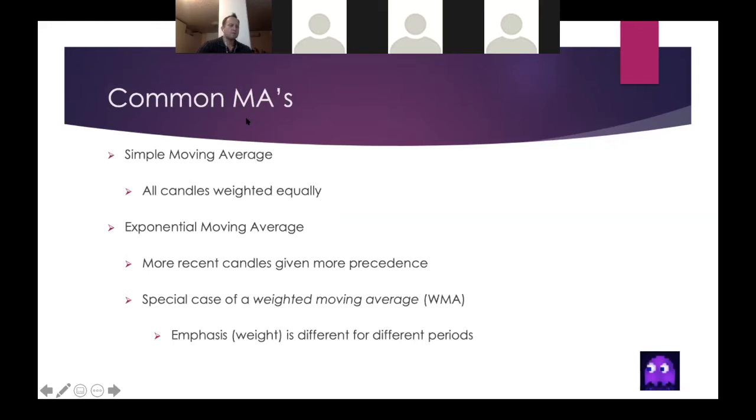So for common moving averages, we have the simple moving average, where all candles are weighted equally. When you have a simple moving average, you simply add up all the prices and divide by how many you have. With an exponential moving average, more recent candles are given more precedence. So the weighting of the candles in the front of the chart is greater than that of the back. That way we are able to compensate for the fact that moving averages change rather slowly as the asset evolves.